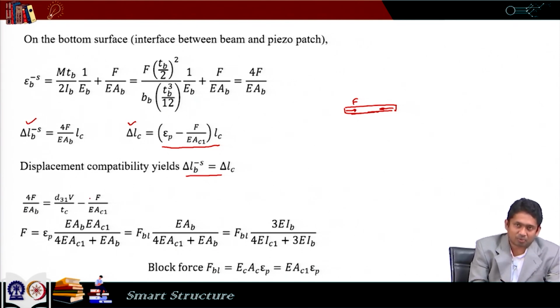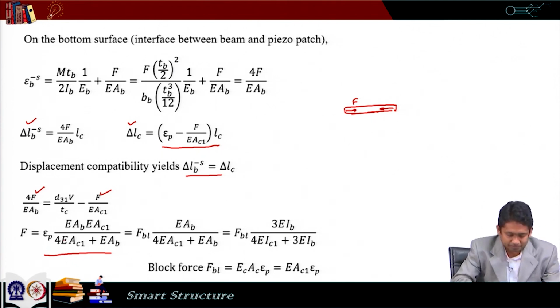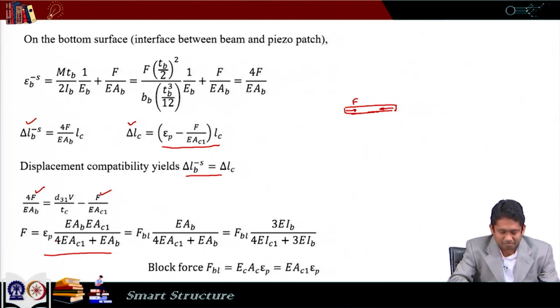In this entire expression, the only unknown is F. So, we can take it to one side and solve for F, and we get this expression. So, here we have got the actuation force F in terms of the free strain and the sectional properties EAB, EAC, EAC1, and then epsilon p can be written in terms of the block force. So, this expression can be written in terms of the block force as this, and again we have seen that EAB and EAC1 can also be related to the EIB and EIC1. So, the same thing can be written as this also.